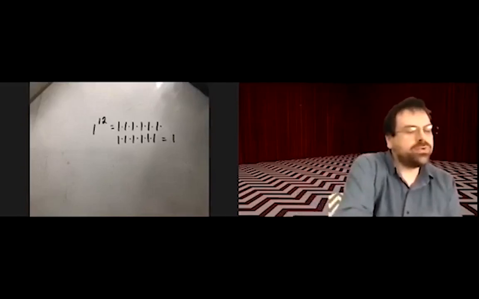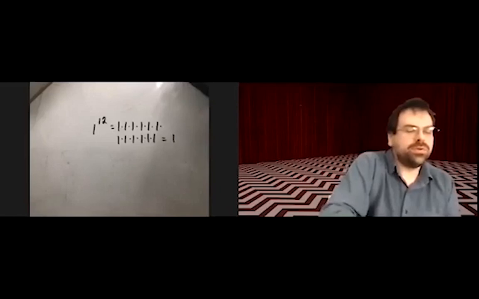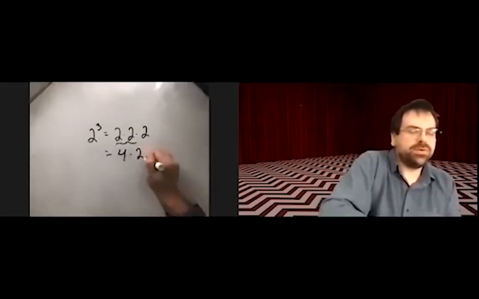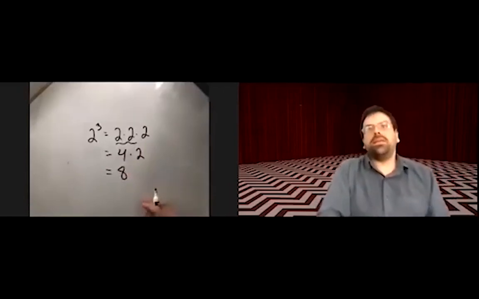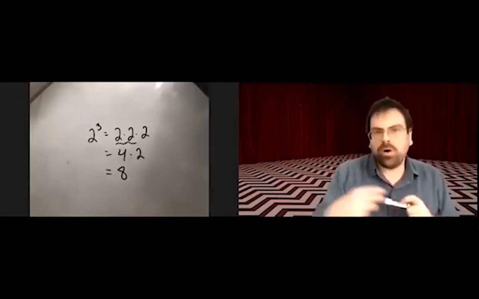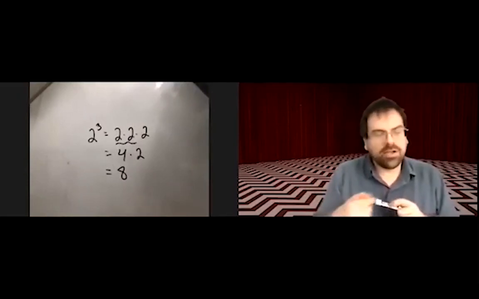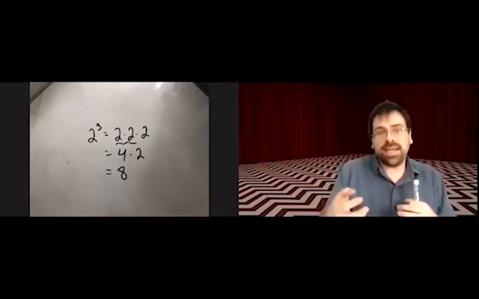Now our next one, 2 cubed. 2 times 2 times 2. 4 times 2, 8. This is going to be one that you almost want to know offhand. 2 cubed is 8. 2 times 2 times 2 is 8.